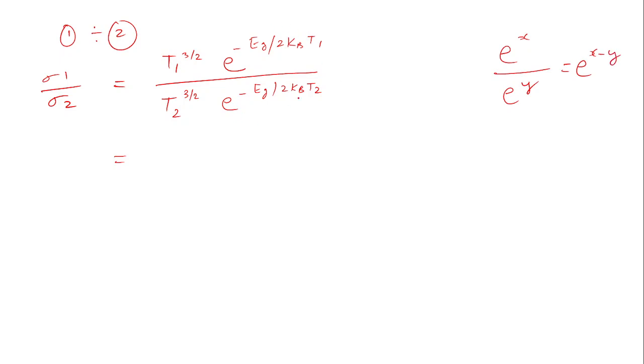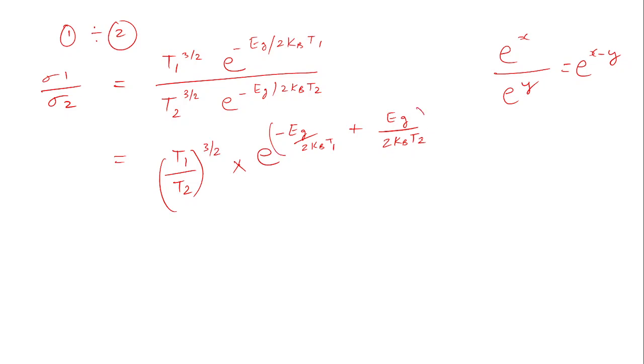So this portion will become e to the power minus Eg by 2kBT1, and this, when it goes to the numerator, will be plus. So plus Eg divided by 2kBT2. Okay, and then this will be simply T1 by T2. We can write it like this because both have the same power, and then the multiplication of this whole thing is in power. This is sigma 1 over sigma 2.